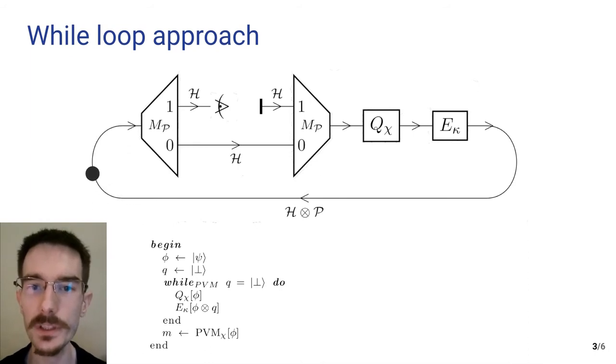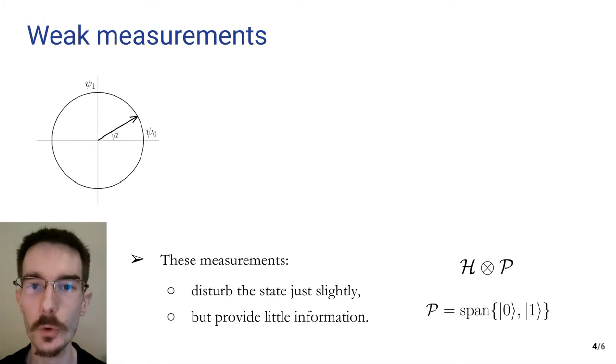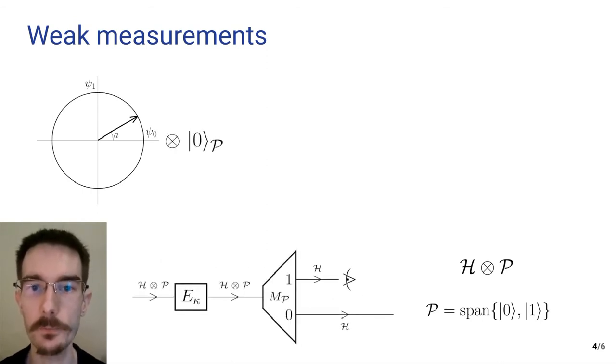But can we test a condition on a quantum state without destroying the quantum speedup? Perhaps surprisingly, yes we can, if we use weak measurements. These are measurements that disturb the state just slightly, but in turn provide little information. In order to apply a weak measurement on H, we need an auxiliary space P. P is known as the probe, and it has a chosen orthonormal basis, 0, 1.